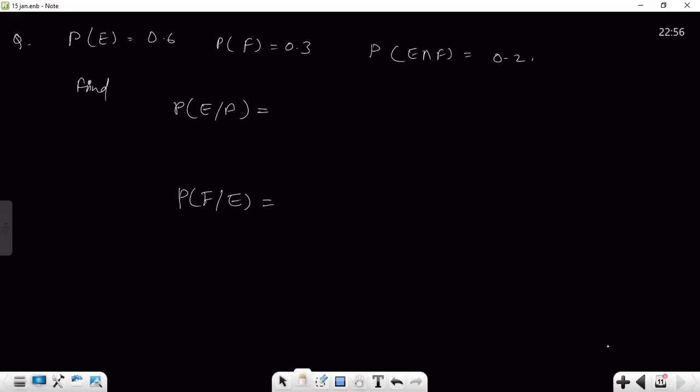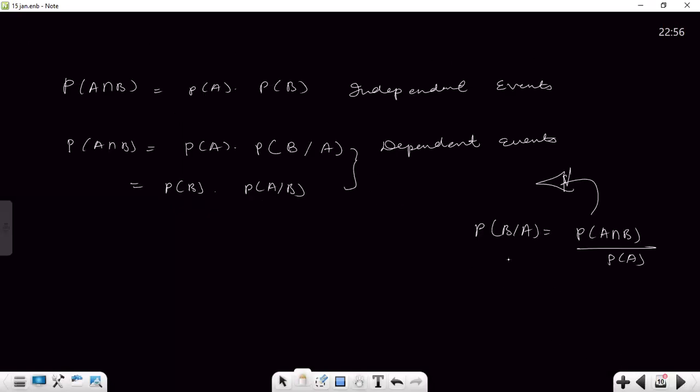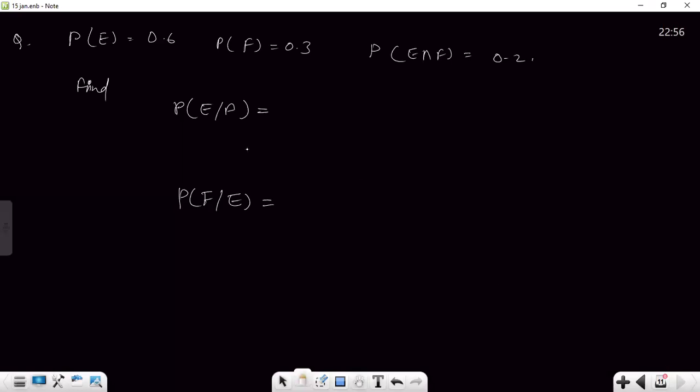Any one of you. Let me revise the formula also for you. Yeah, this is the formula: intersection divided by A, whichever there is. Now please enlighten me. Probability of E when F has taken place. So should I write probability of E intersection F divided by probability of F, right? Which is given as 0.2 divided by probability of F 0.3. So 2 by 3 is our answer.